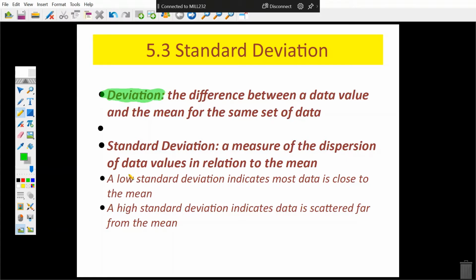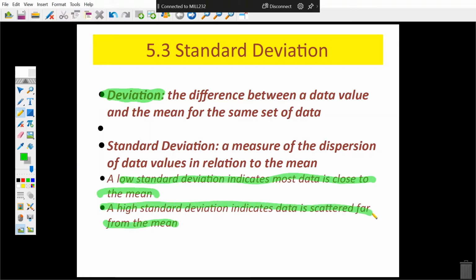A low standard deviation indicates that most data is close to the mean. Remember, the mean is the average. So if we have a low standard deviation, that means that a lot of our data is centered and very close to the mean. There's not a lot of dispersion or outliers. A high standard deviation indicates the data is scattered far from the mean.